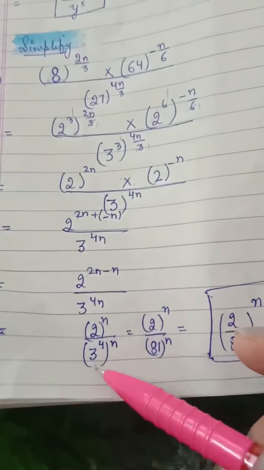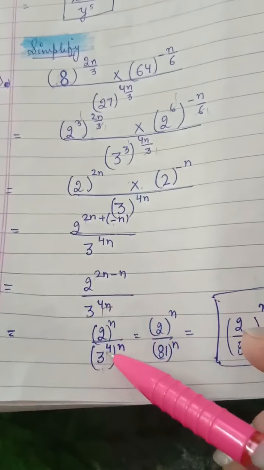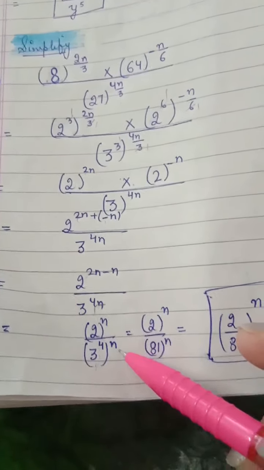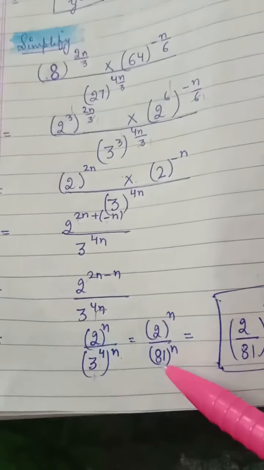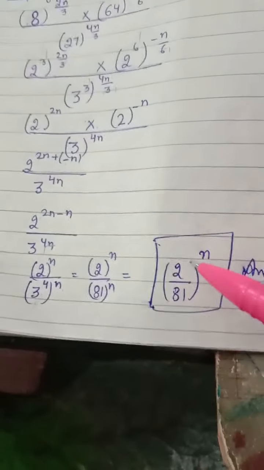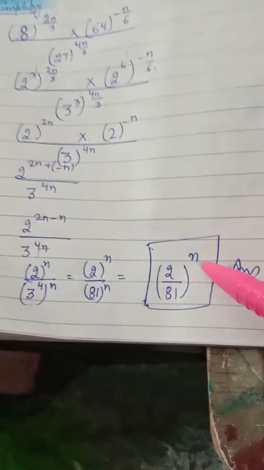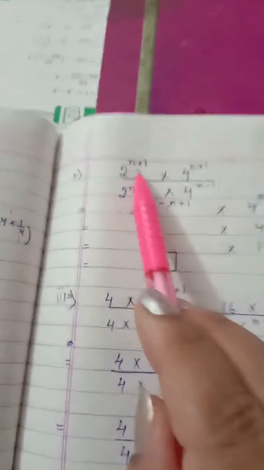Now here what we do is keep 2 power n, and this 4n is split in two parts, that is power 4 and power n. So 3 power 4 becomes 81, and this is 2 power n and 81 power n. So 2 and 81 can be taken in one common bracket and n can be given as a common power to the base. Next question. Next part.